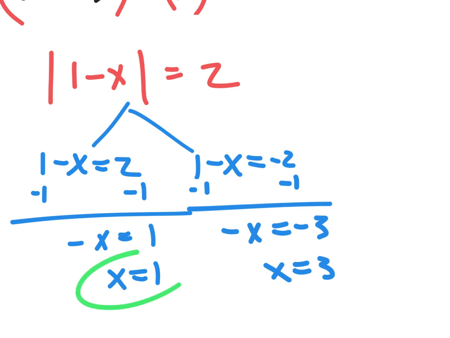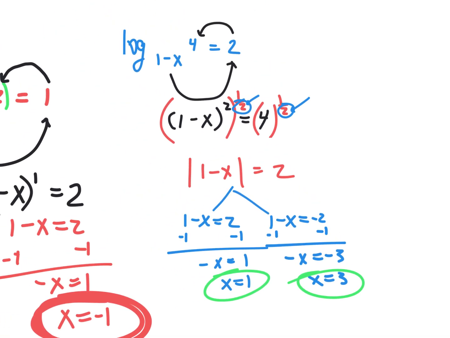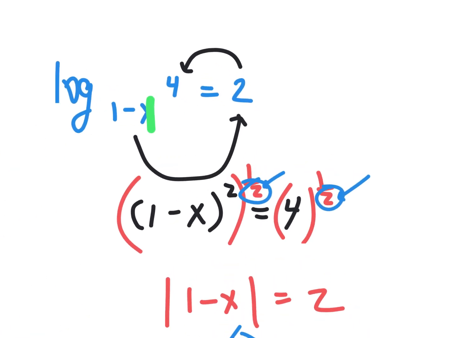Did you get 1 and 3? Raise your hand if you got those. Awesome. You're all wrong. Did you actually check and see if they work? We just talked about this. 1, if you put it there, you sense a problem. Log to the base of 1 minus 1. Log to the base 0? That's not a thing.